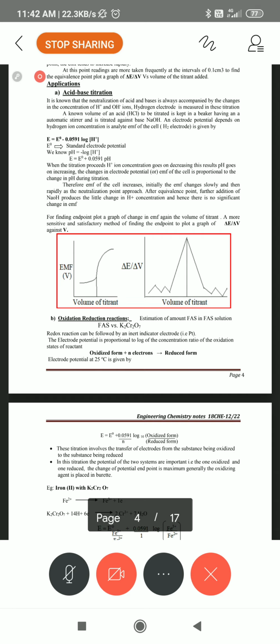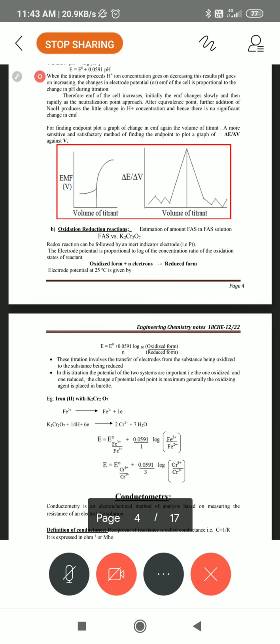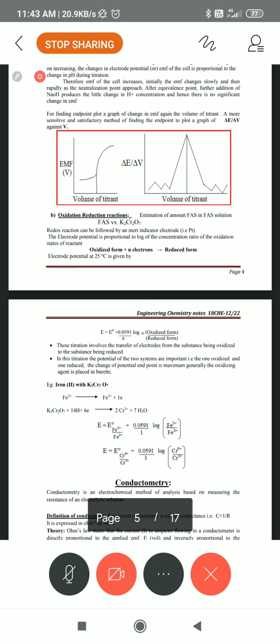So now we come to redox titration. In redox titration, one substance is the oxidizing agent and another is the reducing agent. Here we do the potentiometric estimation of FAS. This FAS is a reducing agent.